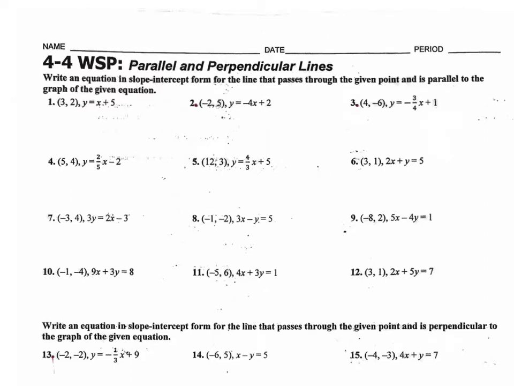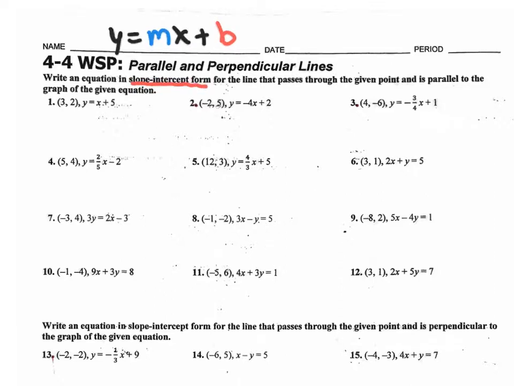So on this worksheet, we are obviously covering parallel and perpendicular lines. So you need to be careful with the instructions. It says write an equation in slope-intercept form. What is slope-intercept form? Y equals mx plus b. So this is what you want it to look like. You want it in y equals mx plus b form. That's what slope-intercept form is.